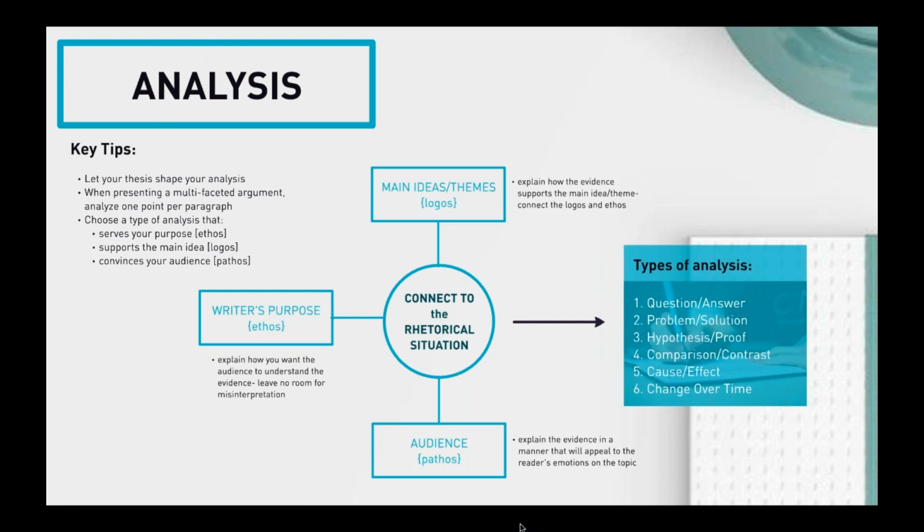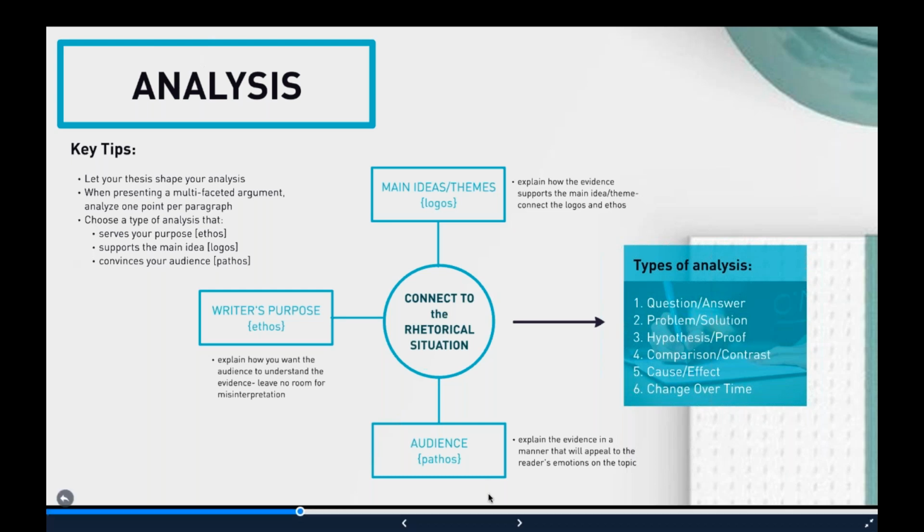We can question and answer in each paragraph. We can do problem, solution, so present a problem to start and then solve it throughout the paragraph. We can provide a hypothesis and then prove it with evidence. We can compare and contrast situations. We can use cause and effect to explain why something has happened. Or we can describe change over time, so we can reveal something that needs attention paid to it.